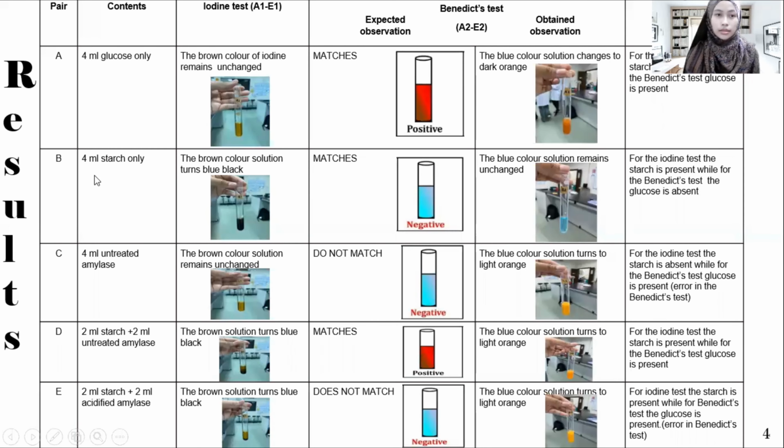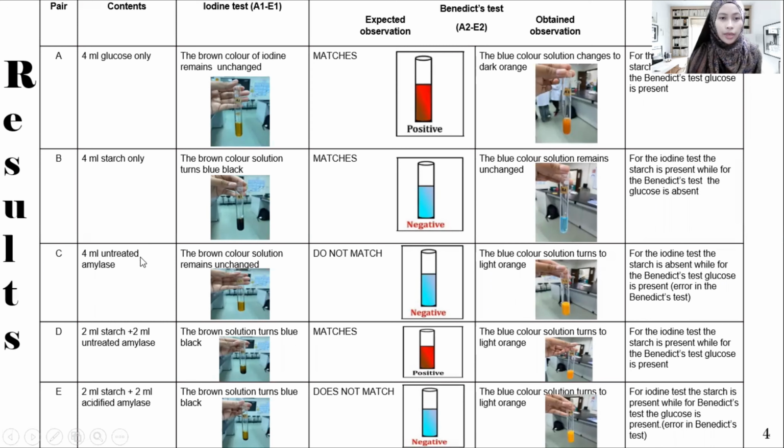So here are the results. For A, which contains only 4 ml of glucose, the brown color of iodine remains unchanged in the iodine test and the blue color solution changes to dark orange in the Benedict test. So here the starch is absent but the glucose is present. For B, which contains 4 ml of starch only, the brown color solution turns blue-black in the iodine test and the blue color solution remains unchanged in the Benedict test. So here the starch is present but the glucose is absent.